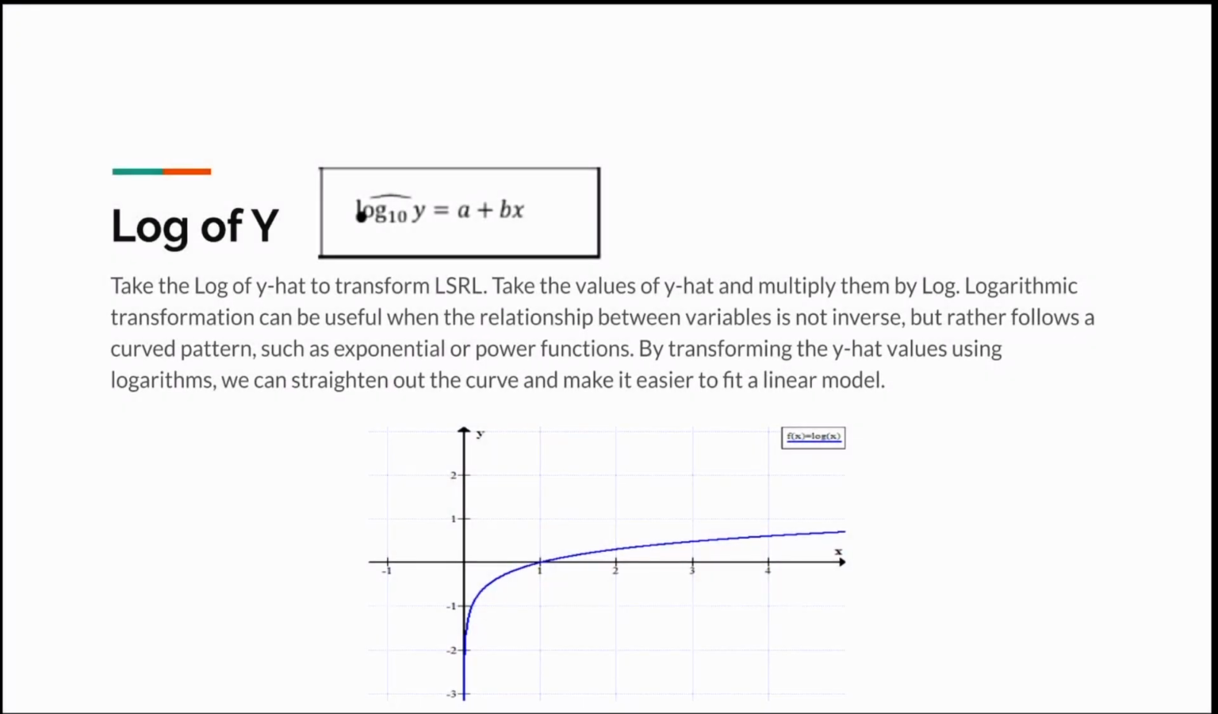Take the log of y hat to transform the LSRL. Logarithmic transformation can be useful when the relationship between variables is not inverse, but rather follows a curved pattern, such as exponential or power functions. By transforming the y hat values using logarithms, we can straighten out the curve and make it easier to fit a linear model.